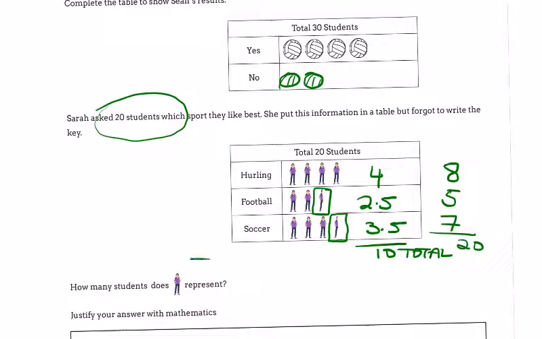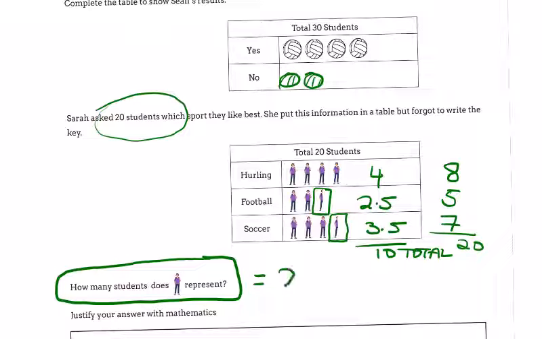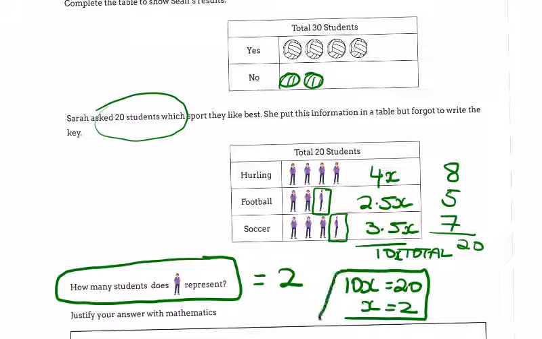So we're asked, how many students does one person represent? Your answer would be 2. And justifying our answer with maths, we could say, if we let x equal one of them, we have 4x here, we have 2.5x, we have 3.5x. So we could say 10x, if we add those together, equals 20. So x equals 2. And that's the justification with algebra.